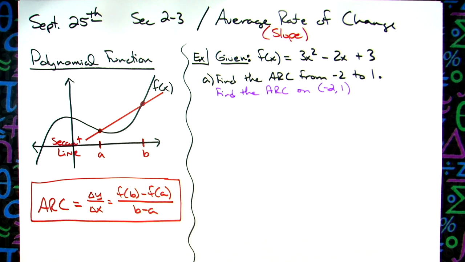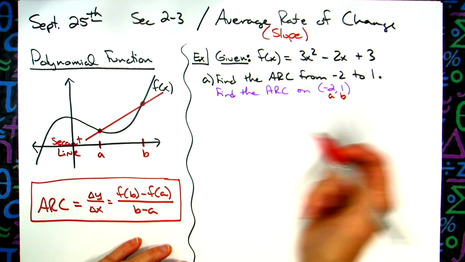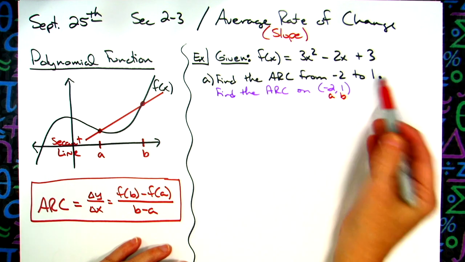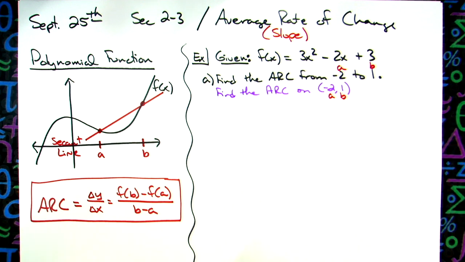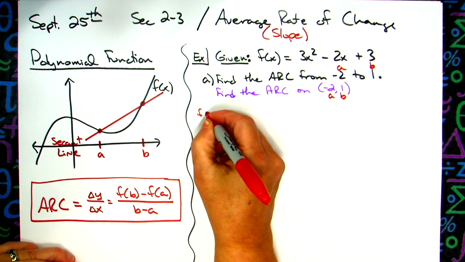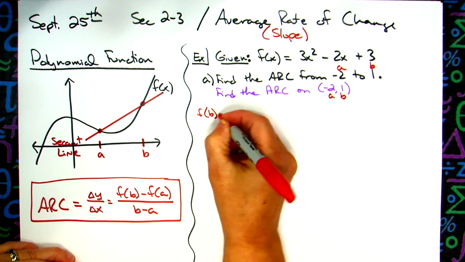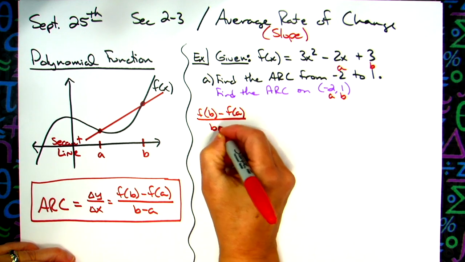Now our intervals, the first number is always going to be A, the second number is always going to be B. So this is going to be my A value, that's going to be my B value. If it was in words, left to right, the first number they give you is going to be your A. The second number is going to be your B. So it doesn't matter how they give it to you. So basically, you're just going to crank out that formula. I'm going to write the formula down first since this is the first time we're doing it. F of B minus F of A all over B minus A.